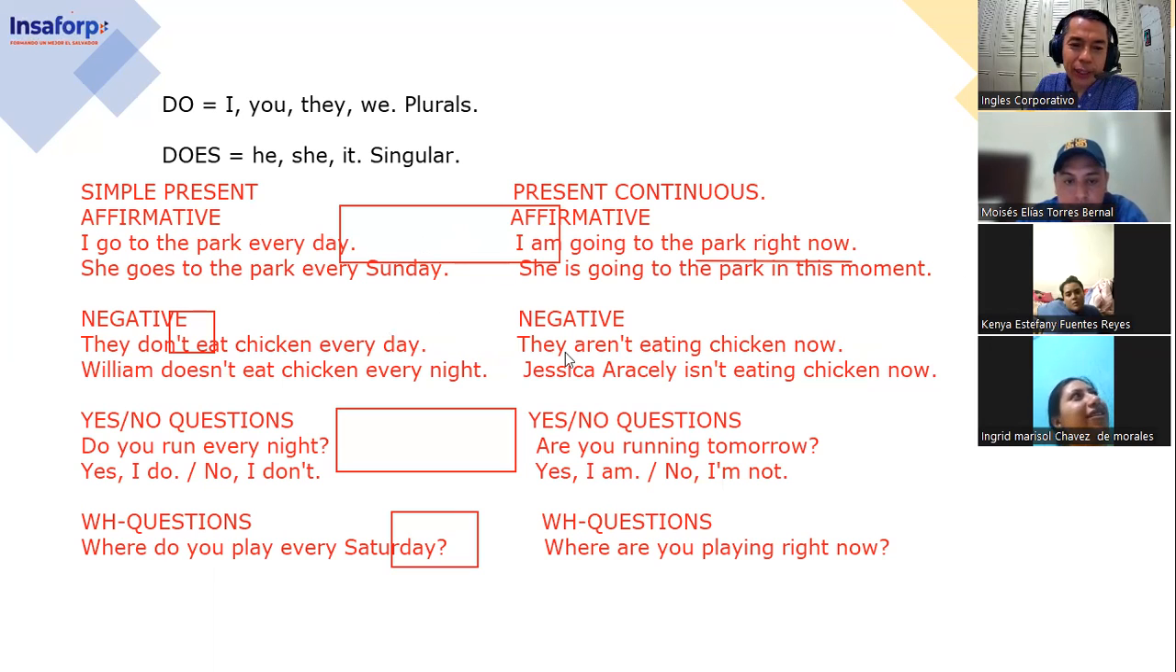Si entienden esto, ya entienden el 50% de la gramática. Esto es base para todos los temas que vienen en el futuro, ¿sí? Ok, questions?